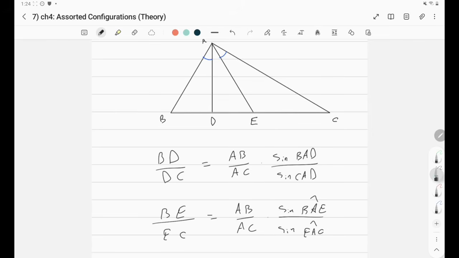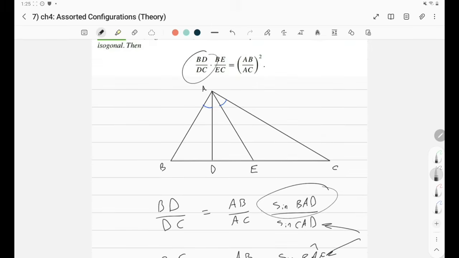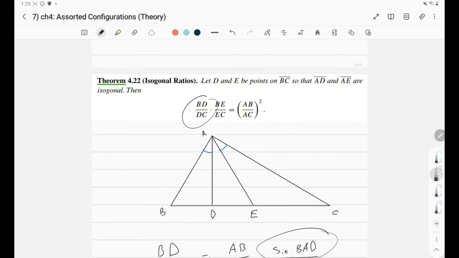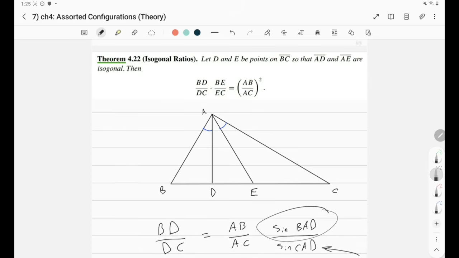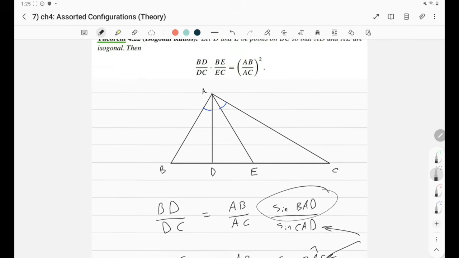Why will they cancel? Because of course we have BAD equal to EAC, and CAD is equal, so this will cancel with these. So just by the ratio lemma and the product, you will be done. And this one is very nice, because as we said, if you want to prove that this angle equals this angle, then you just need to show some ratios, which is very nice. So this is regarding the isogonal conjugate.